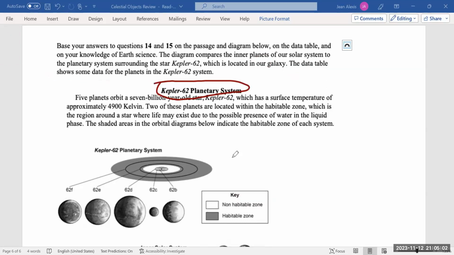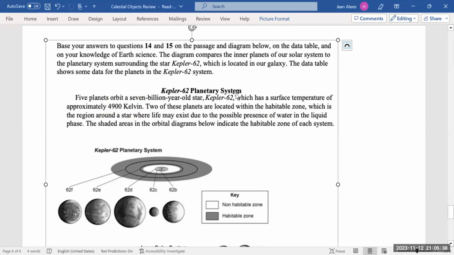All right, and then we're going to read about the Kepler-62 system. 5 planets orbit a 7 billion-year-old star, Kepler-62, which has a surface temperature of approximately 4,900 Kelvin. 2 of these planets are located within the habitable zone, which is the region around a star where life may exist due to the possible presence of water in the liquid phase. The shaded areas in the orbital diagrams below indicate the habitable zone of each system.